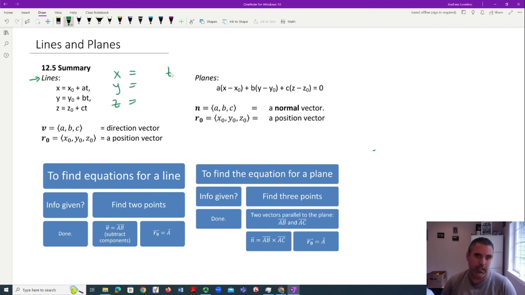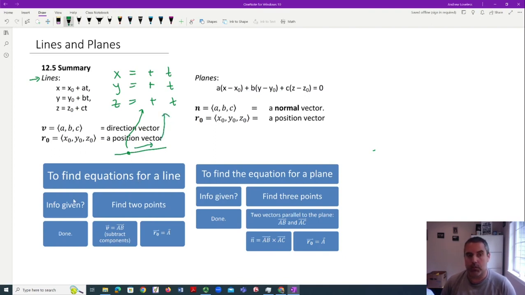Now, I don't always use T. Sometimes I use a different letter if T is already in use. And then your job is to find two things. You need a point, and whatever that point is going to go here, and you need a direction vector which is parallel to the line, and wherever that's going to go is there.